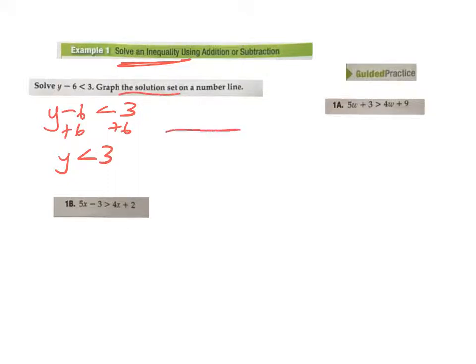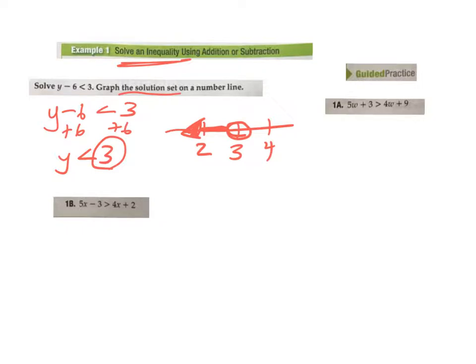And graphing it just means you go to a number line, and you're going to put this number on the number line, and then one number to the right, one number to the left. And because we have an inequality with an open sign, we're going to put an open circle. And then because it points to the left, we're going to do our arrow to the left. So I'm graphing the solution set, which is everything to the left of 3, which is less than 3.